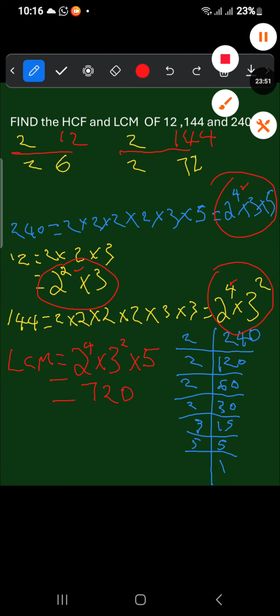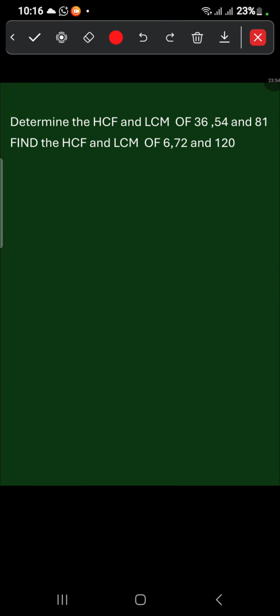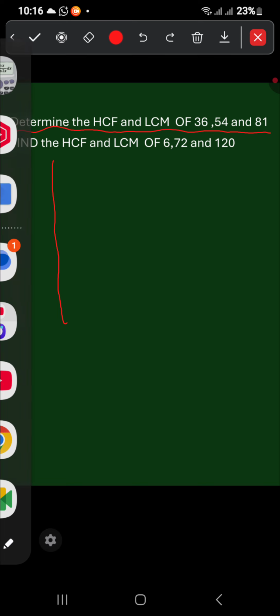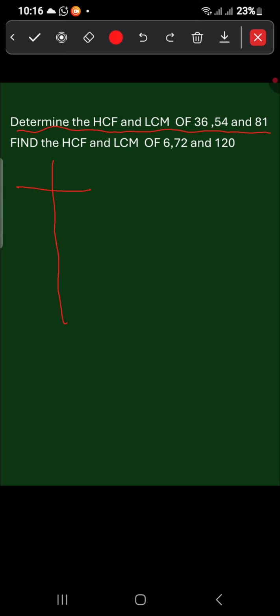Right, I want to look at this one here. Right, so for 36, a prime number that can go into 36 is 2, and it goes 18 times. Divide again by 2, it's 9. A number that can go into 9 is 3. It goes 3 times. Then a number that can go into 3 is 3, once.